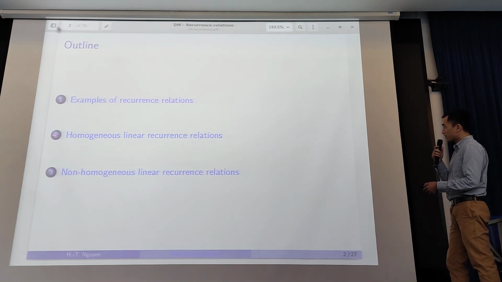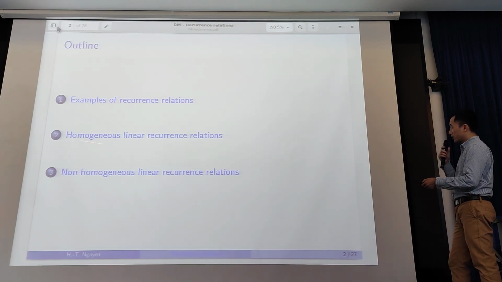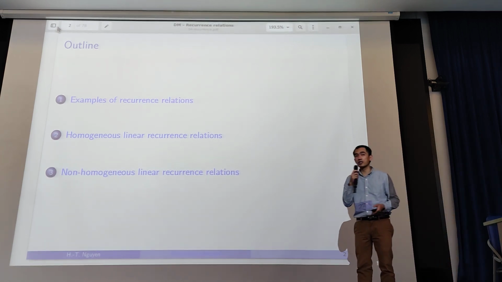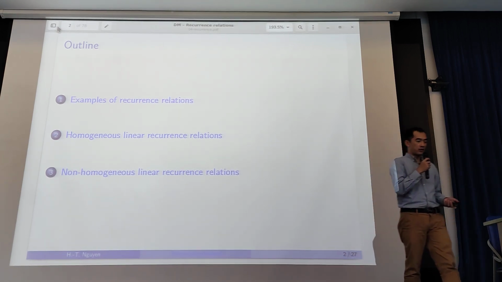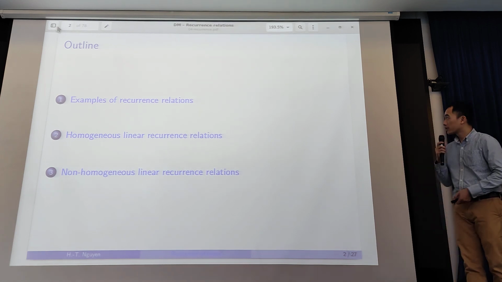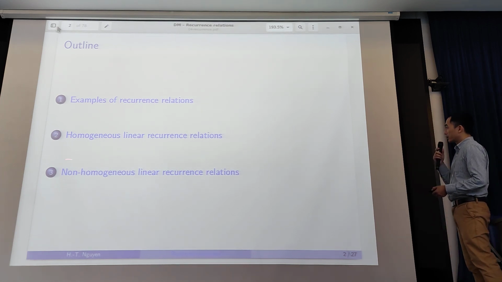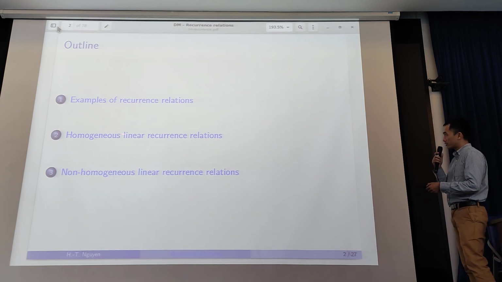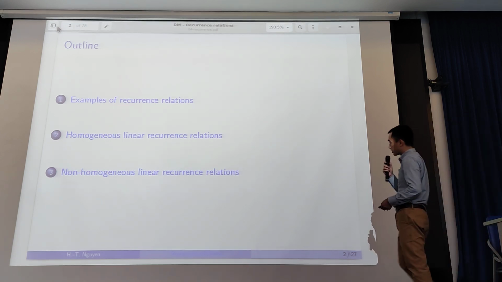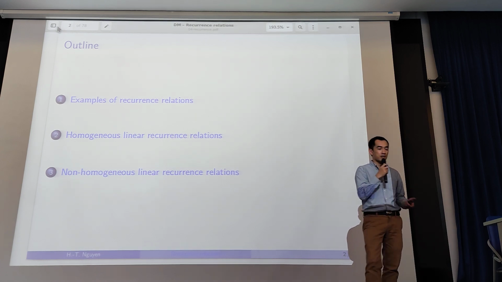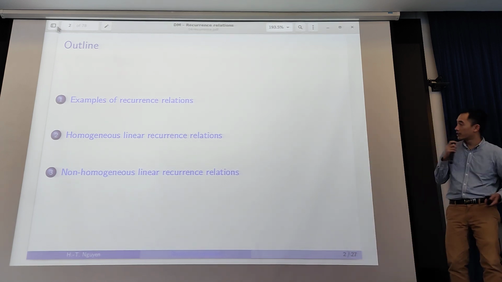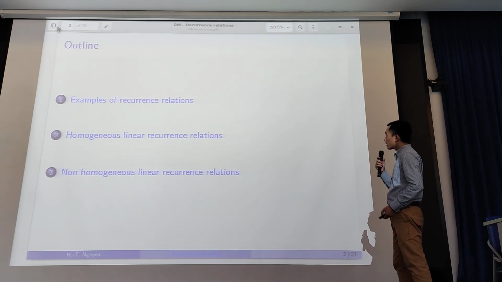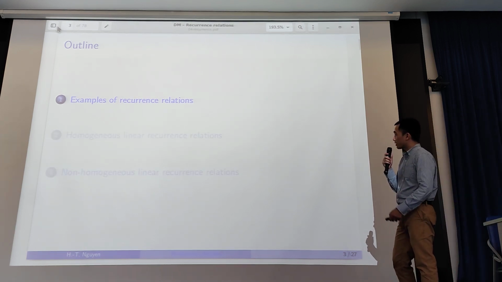Okay? Then in the second part, we will study a class of recurrence relations of which we know the solution. And then the third part is a similar class. In fact, it is a class of linear recurrence relations, and we distinguish two cases, homogeneous and non-homogeneous. So now let us begin with some examples.